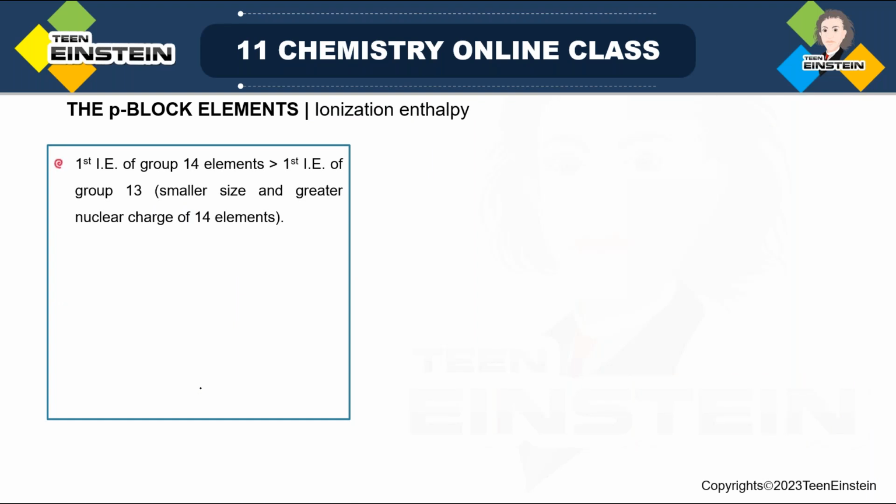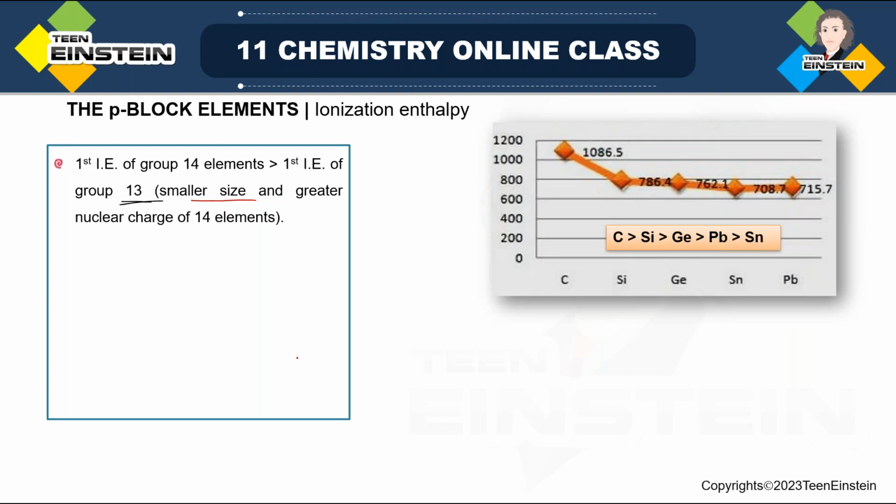Ionization enthalpy. If we compare the ionization enthalpy of group 14 elements, that is greater than the first ionization energy of group 13. And again it is expected. Why is it expected? Because group 14 element size is small. It is on the right hand side of group 13 and also has greater nuclear charge. So this observation is expected. Now what are the values? You can see the values here.